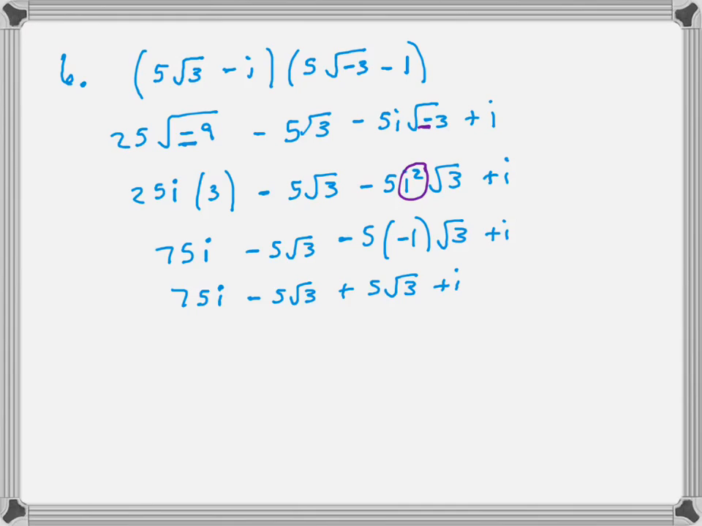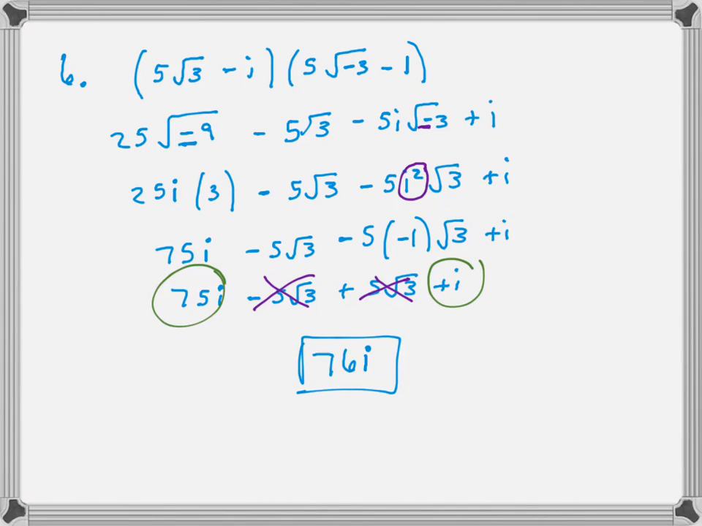And now you can kind of see how this is turning into a difference of squares, so then these two middle terms are just going to cancel out, and then we can combine these i terms, and then we just get 76i. So obviously very simple, and that's kind of what imaginary numbers allows us to do, which is nice.